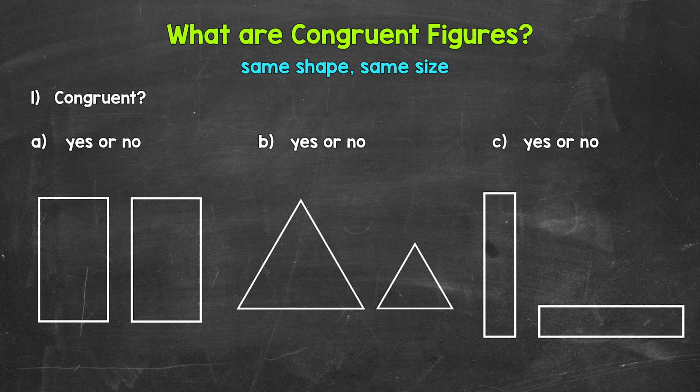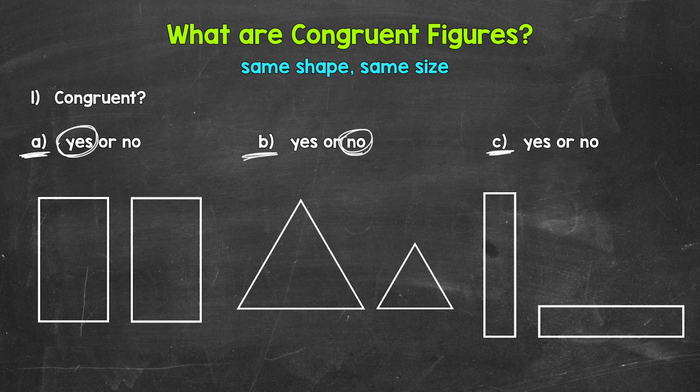Starting with number 1, where we need to figure out if the two figures are congruent or not for A, B, and C. Let's start with A right here. So do those rectangles look to be congruent? Are they the same shape and same size? Yes, they are congruent. If we slid one rectangle over the other, they would match exactly. So yes, these rectangles are congruent. Moving on to B, do those triangles look to be congruent? Are they the same shape and same size? Same shape, yes, but same size, no. So these triangles are not congruent.